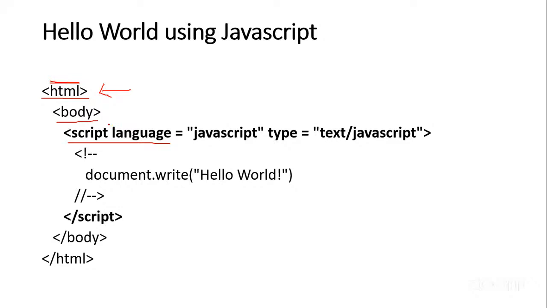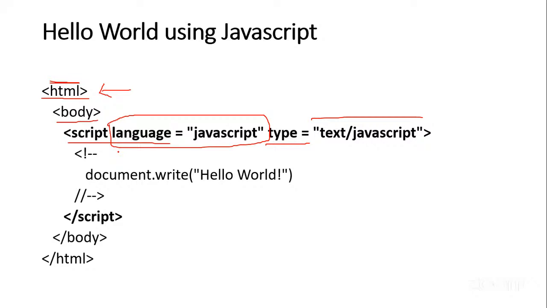And here, language is an attribute. The value of this language is the name of the programming language we are using here. So here we are using JavaScript, so JavaScript becomes the value for this attribute. That's why you must write language assignment JavaScript, and JavaScript must be within double quotation marks. Next, type is another attribute, and the value for the type is text slash JavaScript. You must write it like this only: text slash JavaScript.